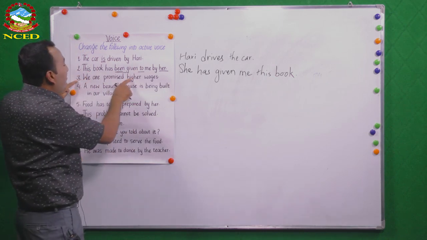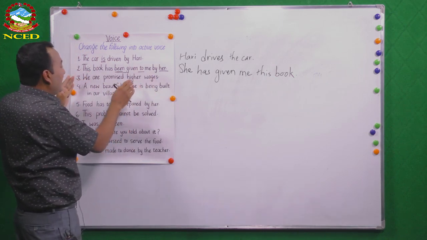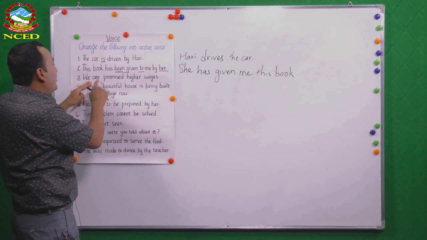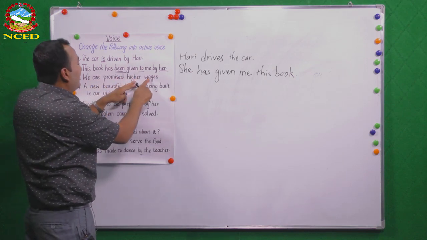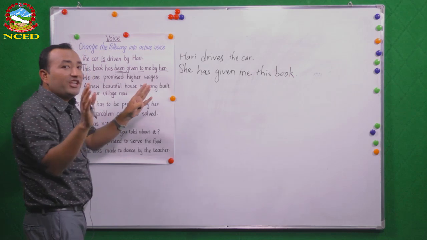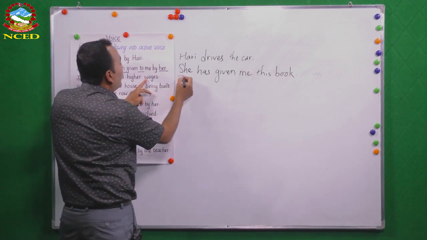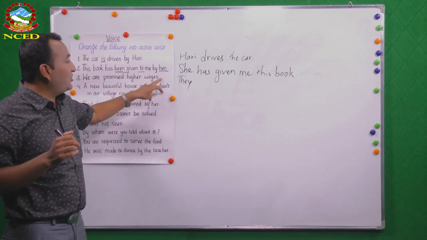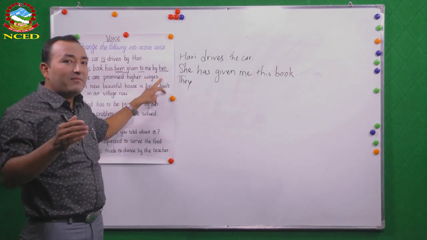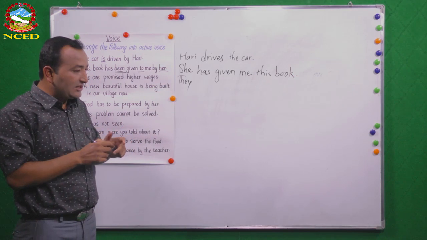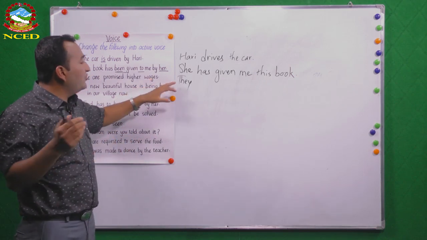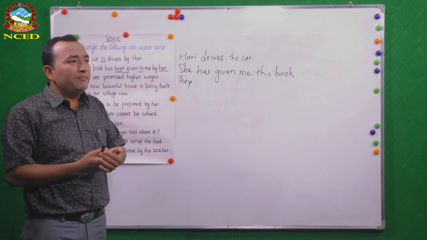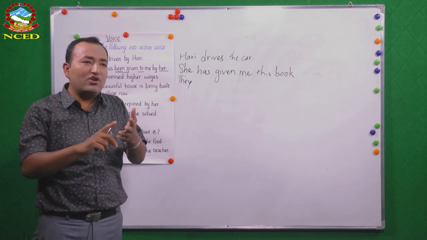Number 3, we are promised higher wages. This time, it might be somewhat difficult. We are promised higher wages. By whom? Not given. That's why we can use they. If this kind of situation comes when there is no by plus agent, at that time we can just use they, or you can use any suitable word like somebody, someone, nobody, no one.